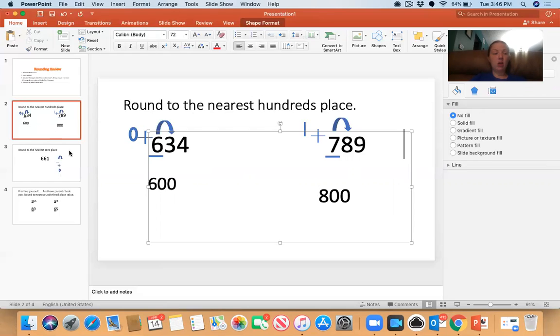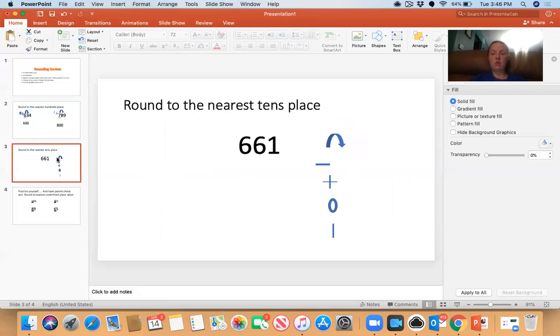Okay, now we're going to go to our next one. This one, we're going to change it up a little bit. It says round to the nearest tens place. So the number that we're looking at is 661. Which number is in the tens place in this number? Which number is in the tens place?